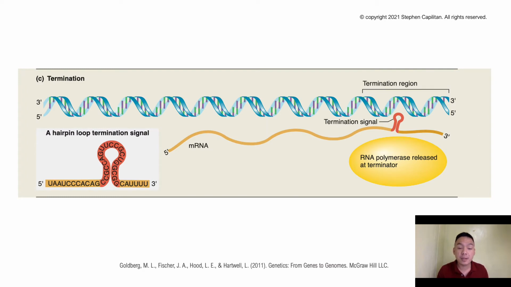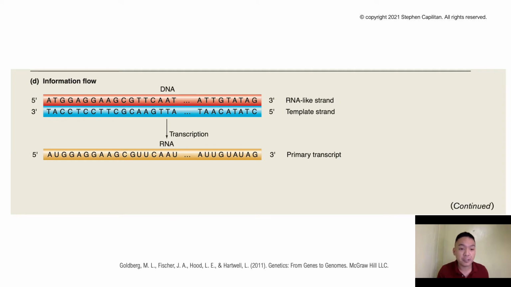Termination is another process in transcription where a hairpin loop is formed as a termination signal, and the RNA polymerase will be released at a terminator. So let's talk about this in the further slides. This information flow again is collinear, from DNA going, after the transcription, to mRNA strands. So this is your primary transcript, to be continued to process in your translation.